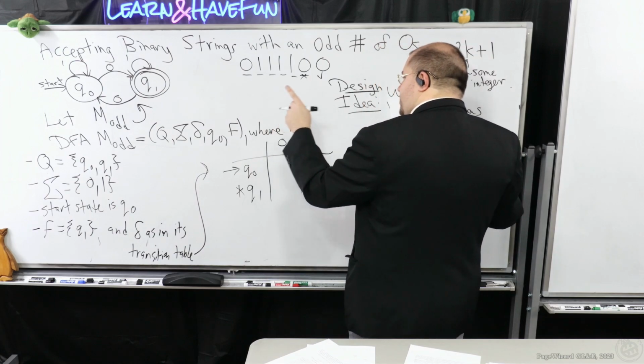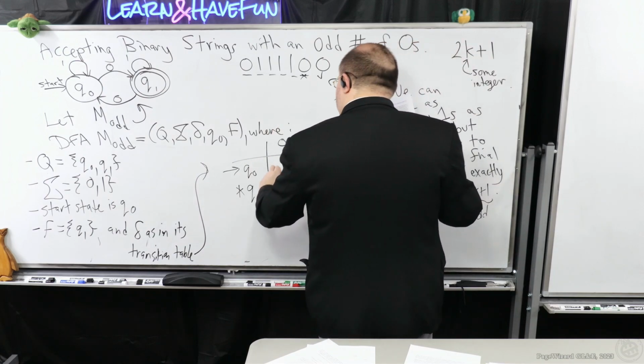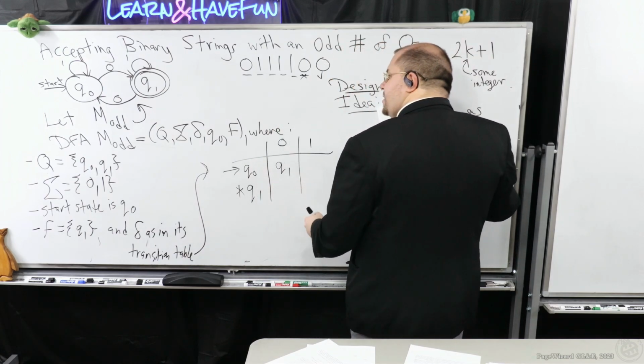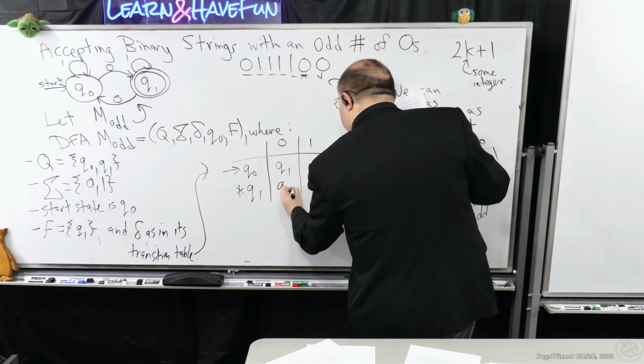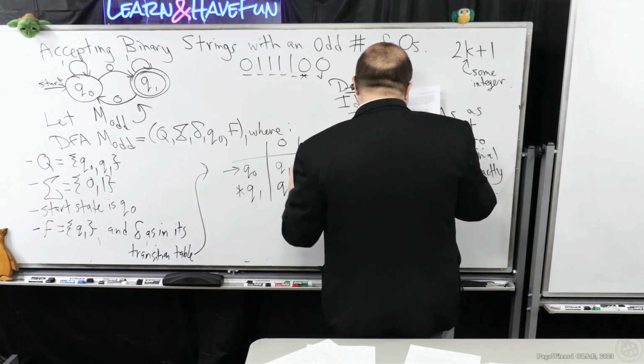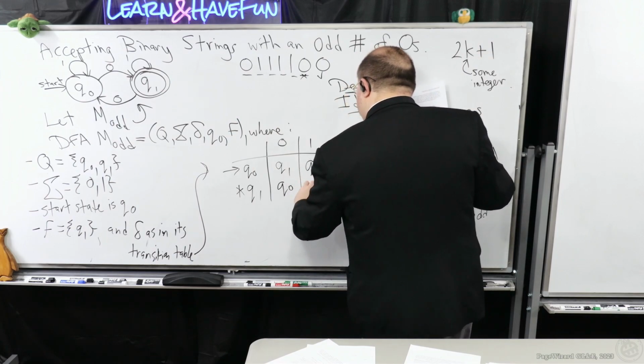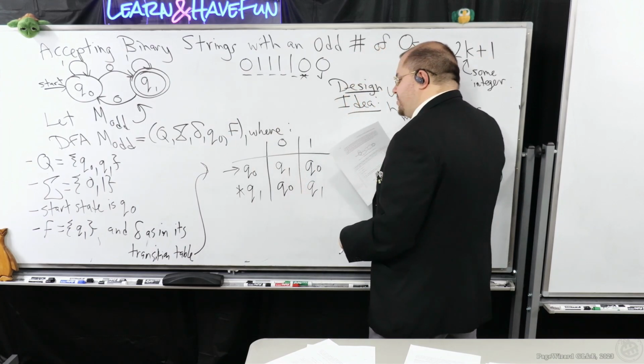So to go from Q0 to Q1, on 0, it goes to Q1. On Q1, when I read a 0, I go back to Q0, right? And on a 1, I stay in my same state. And there you go. There's the transition table.